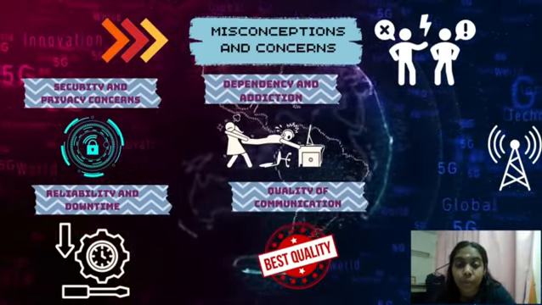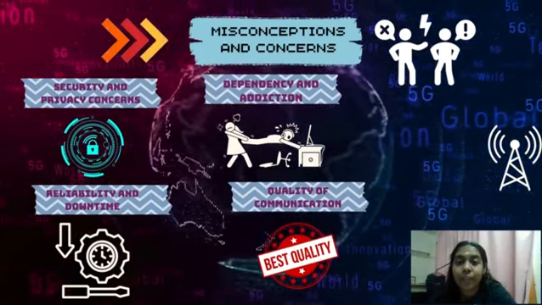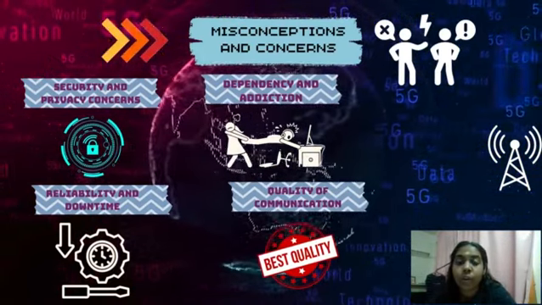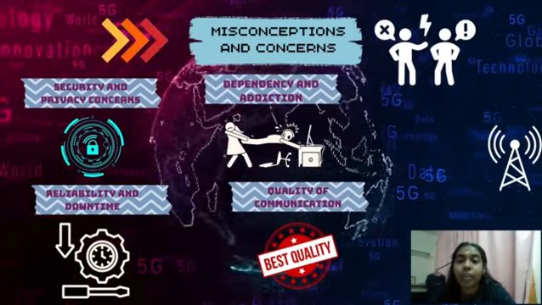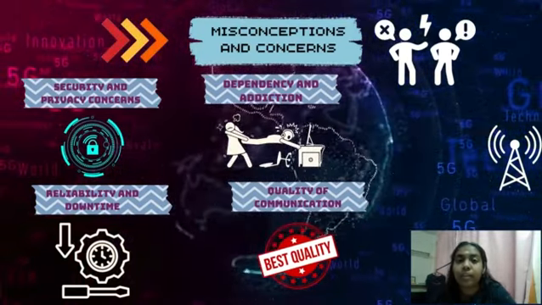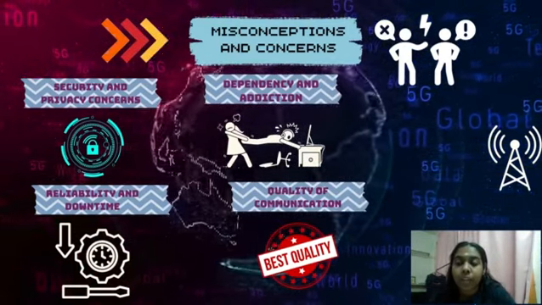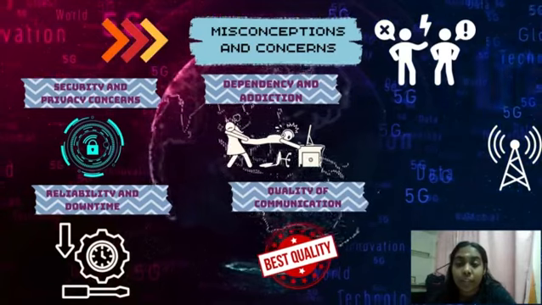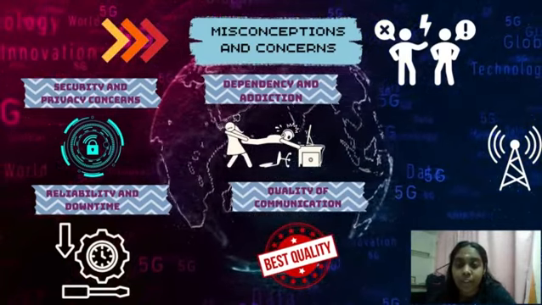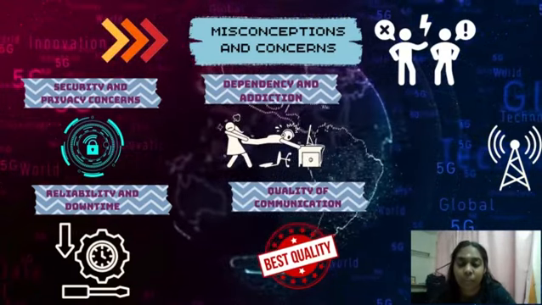Now I would like to discuss the advancement in telecommunication, which is the Open Radio Access Network, or ORAN, and the advancement in 5G. So I would like to emphasize the misconceptions and concerns with security and privacy. This is a risk of data interception and unauthorized access, which worries about the safety of sensitive information transmission.